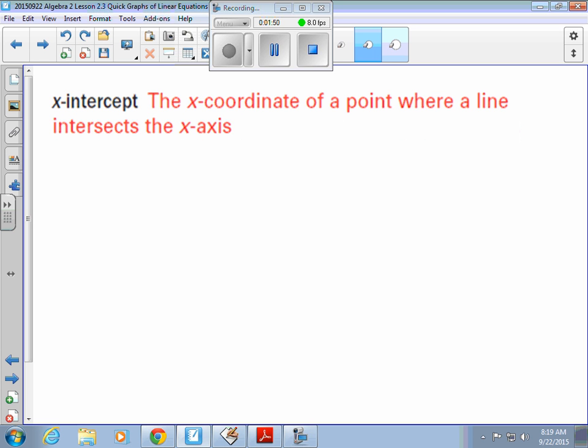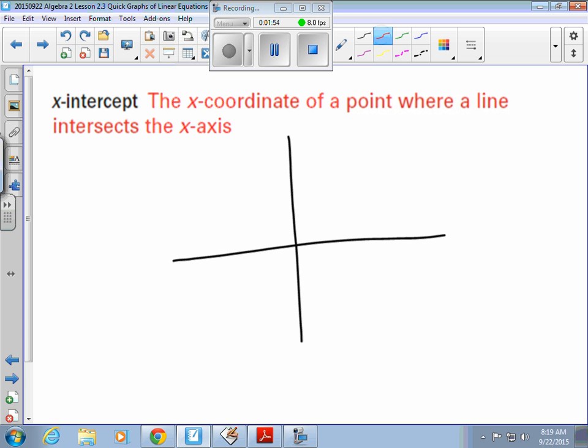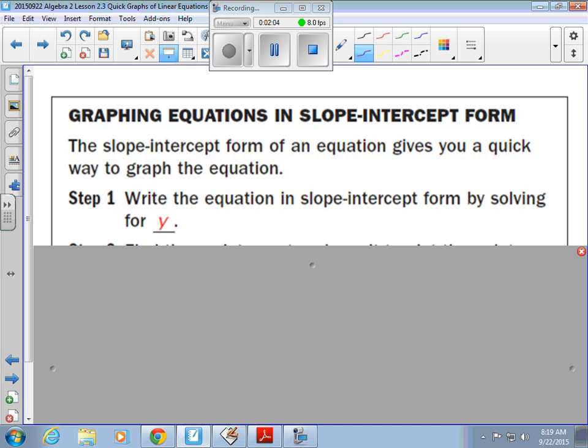The x-intercept, just like the y-intercept, is on your x-axis. If this graph's going here, this is your x-intercept where it crosses through. That's going to come into play when you're using standard form. Graphing equations in slope-intercept form.